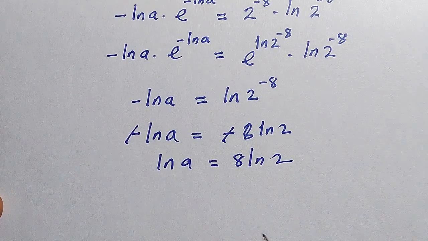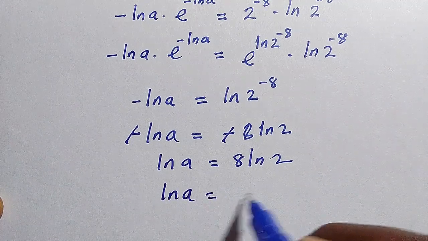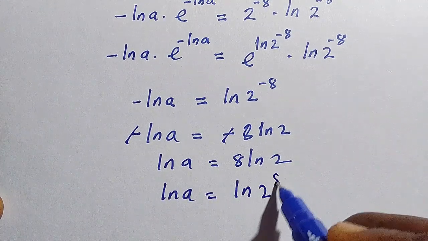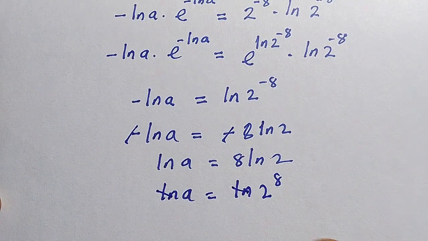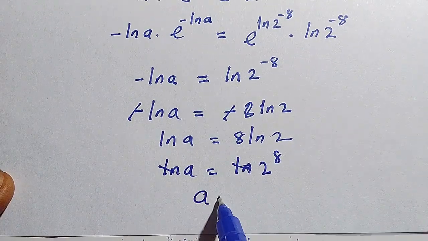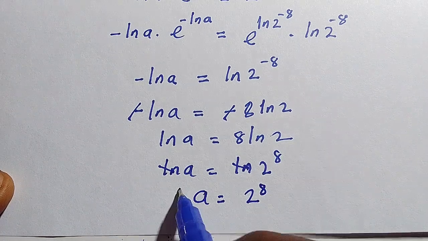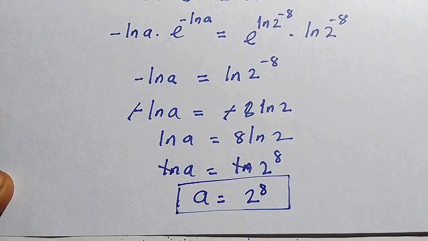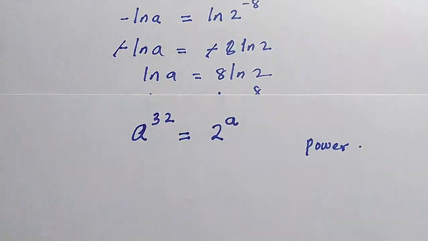Okay, so after the cancellation of this, let's try to take this one back, as we have ln a equals ln 2 to the power of 8. And by cancelling ln and ln, we are going to have a equals 2 to the power of 8, which is the result to the value of a as the first method. And let's consider the second method.